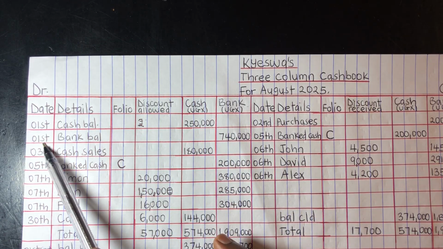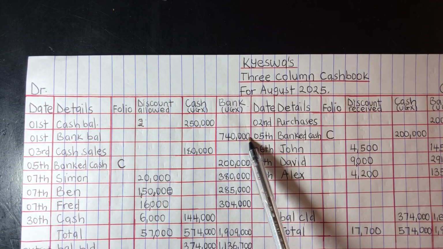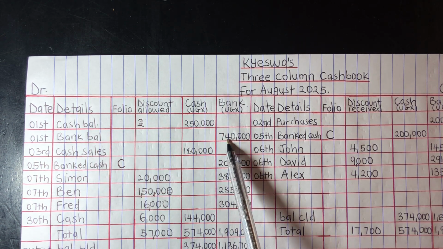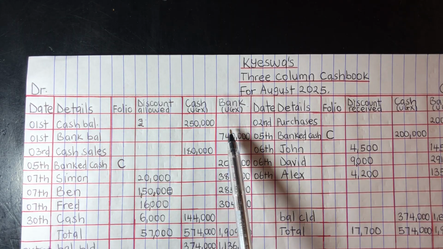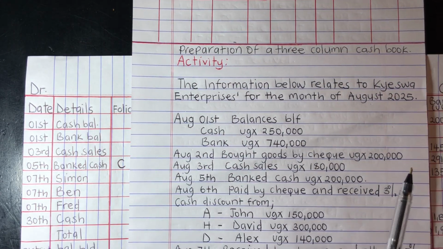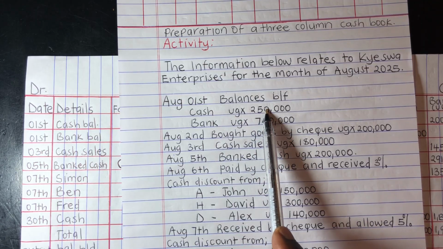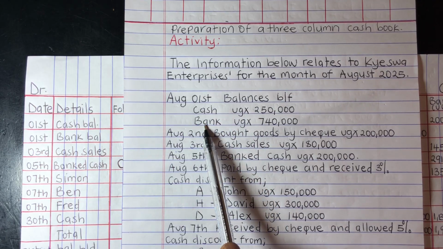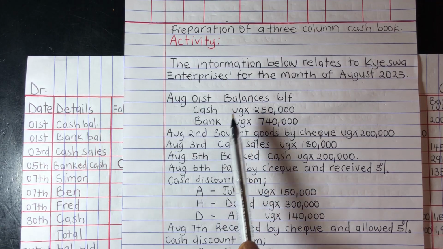Then we record it again on the 1st. The bank balance was 740,000. So we are done recording on the 1st. We had a bank balance of 740,000, then a cash balance of 250,000. So we are done recording the transactions on 1st August. We put this in the cash column on the debit side, and then record this in the bank column on the debit side.